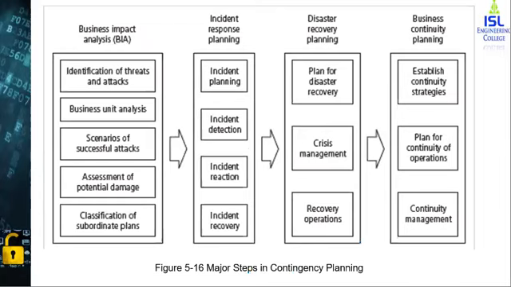Now these are the major steps in contingency planning. The few steps that are involved are the BIA, the incident response planning, disaster recovery planning, and the business continuity planning. You're going to first identify that it has occurred, then how you're going to manage, and what are the different steps that are required for recovering from that attack and continuing the services.